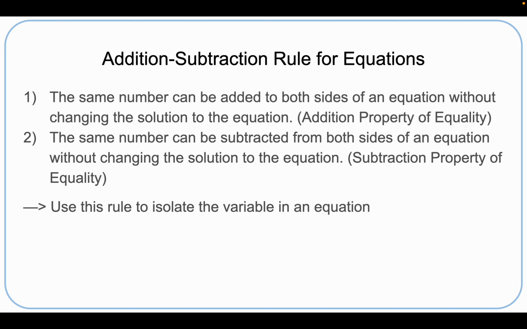And we would use this rule or these properties to isolate the variable in an equation and therefore be able to solve for that. So that's the key. When we're trying to solve an equation, we're trying to isolate that variable, get it all by itself on one side of the equal sign so we can find out what is its value.